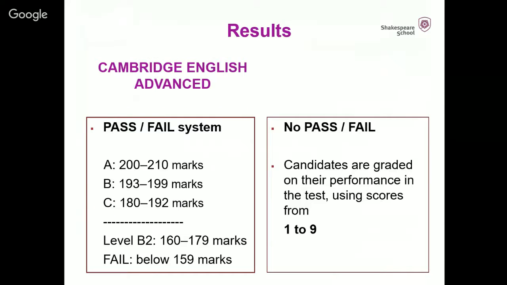Cambridge English Advanced works on a pass-fail system, and in a minute I will tell you exactly what this means and how useful it is for you to actually pass the exam. What are the consequences, though, if you fail it? It's not the end of the world, and you'll see why. Whereas on the right-hand side, you have the no pass-fail, the IELTS statement of result, which ranges from band 1 to band 9 in terms of how proficient you are in the English language.